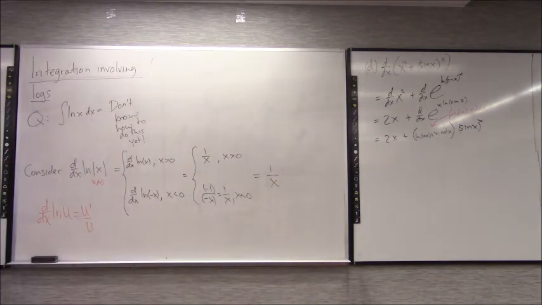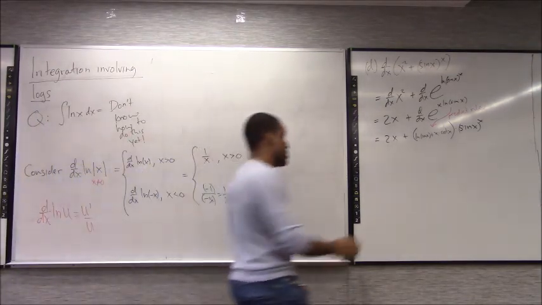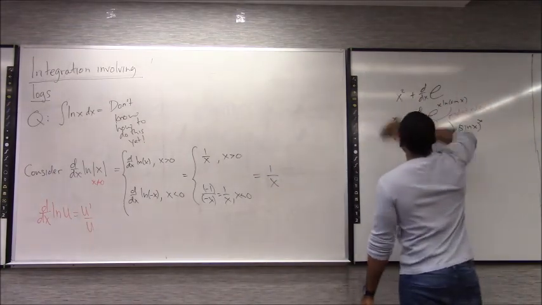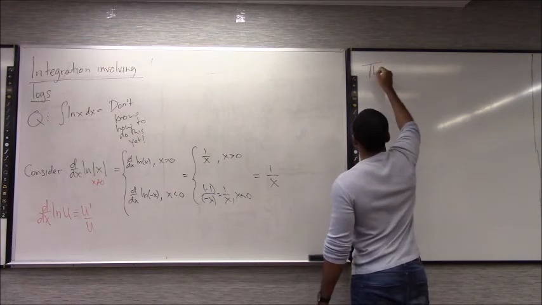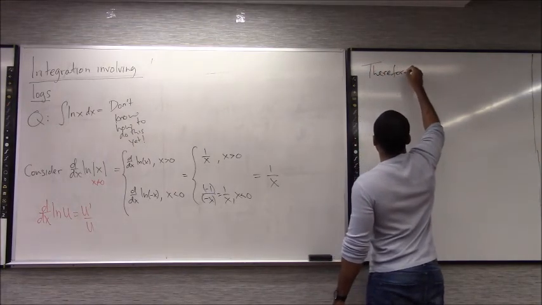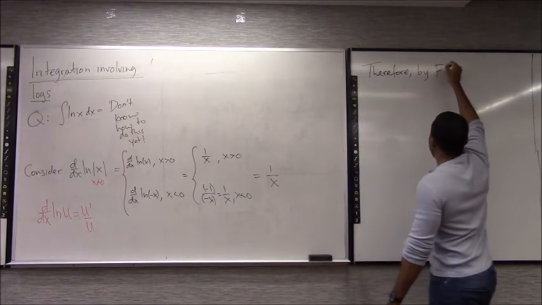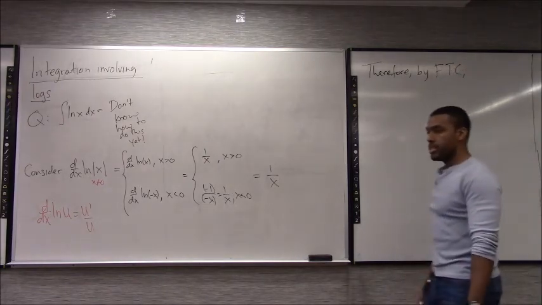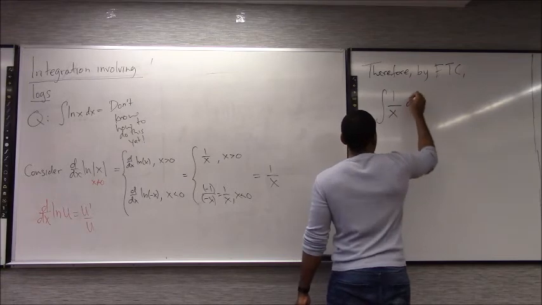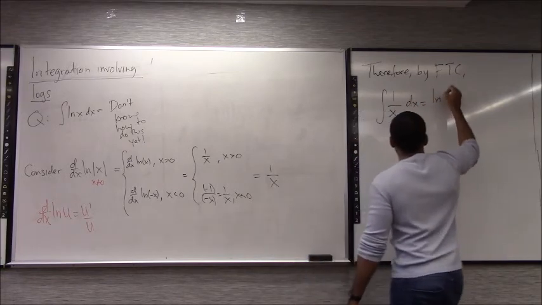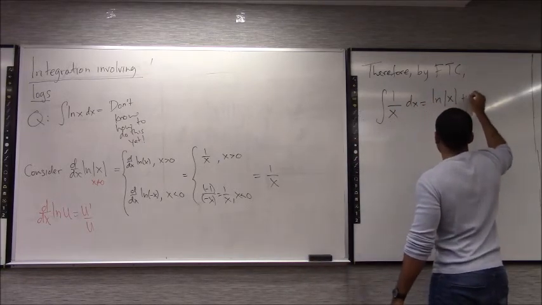Right? Here's the takeaway. Therefore, by the fundamental theorem of calculus, we can say the following. The antiderivative of 1 over x dx is actually going to be the ln of absolute value of x plus c.